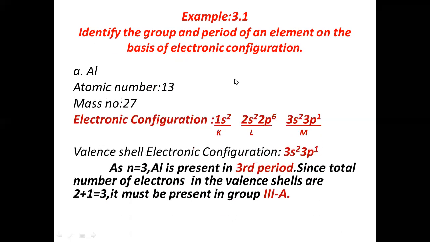Coming towards example 3.1: identify the group and period of an element on the basis of electronic configuration. The pattern is the same as the example we did. The first element is aluminum, atomic number 13. You have to write the electronic configuration: 1s2, 2s2, 2p6, then 3s2, 3p1, which is the outermost shell configuration. So the n value is 3 and the total number of electrons is 2 plus 1 equal to 3. It means that aluminum must be present in group 3A.